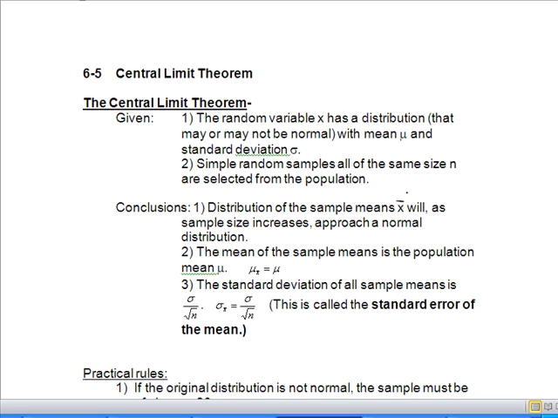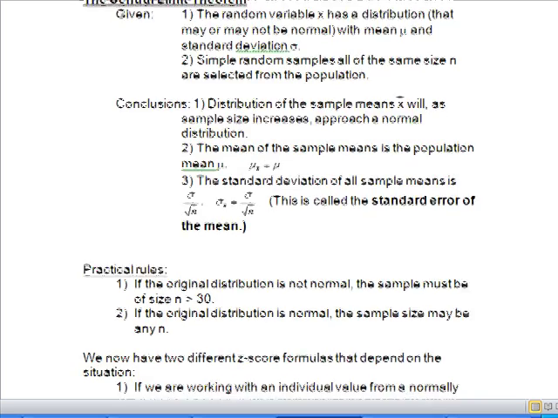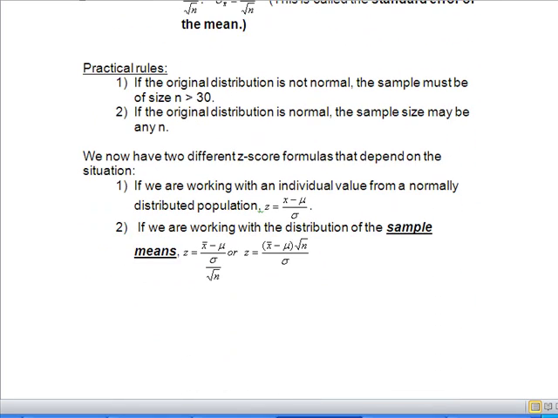Practical rules. If the original distribution is not normal, the sample size n must be greater than 30. If the original distribution is normal, the sample size may be smaller than 30.